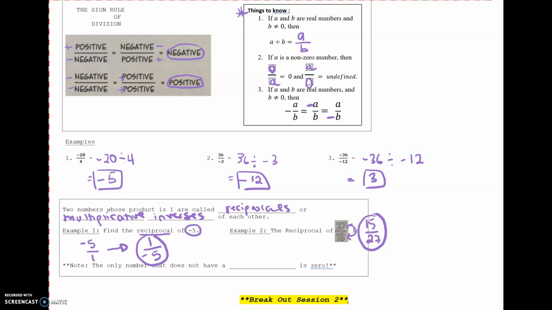Note, the only number that does not have a reciprocal is 0, because 0/1 is 0, and some number over 0 is undefined, which means they are not reciprocals of each other, because if I were to multiply them together, you would not get 1. Okay? So that's really all that there is to this particular lesson.